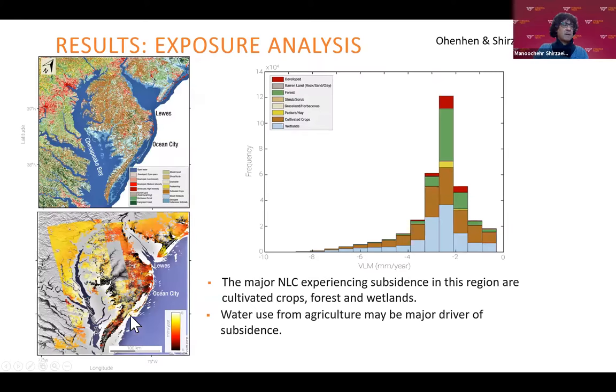Further south is Chesapeake Bay, which has the fastest rate of subsidence. Also, the majority of the exposure is to wetlands, some forest, and also farmland. And again, the main cause of the vertical land motion here, subsidence, is under debate, whether it is compaction of the sediment or groundwater extraction or a combination of the two, yet to be determined.